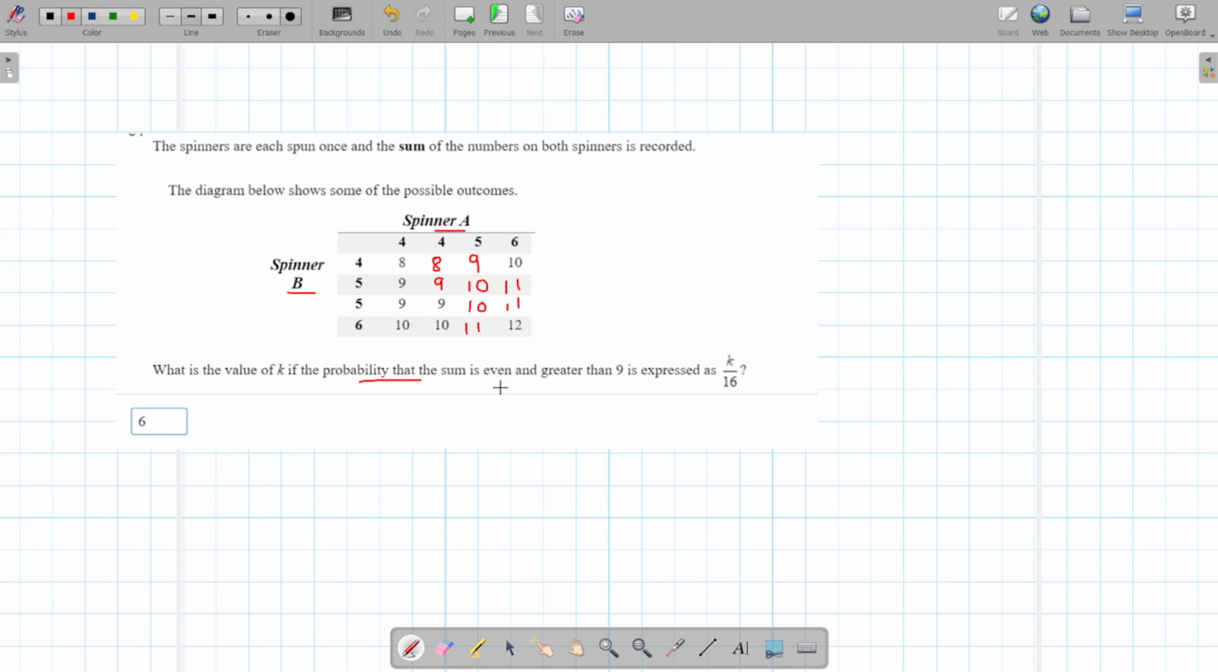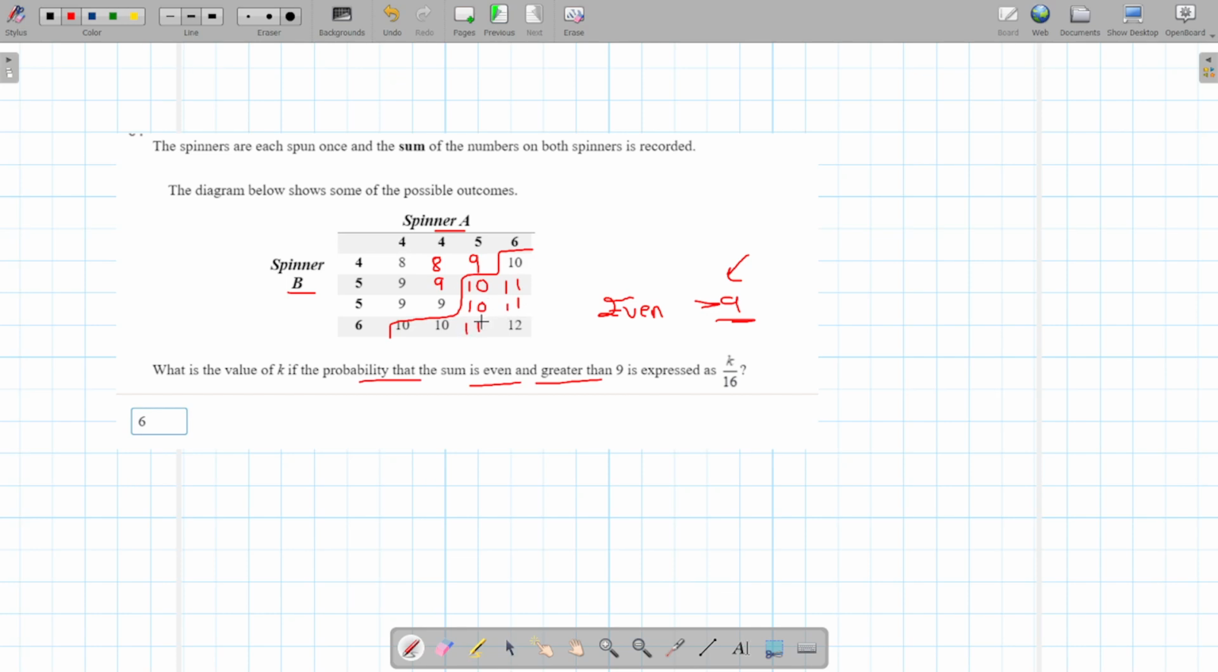What's the probability that it's even and greater than 9? Okay, we want them to be even and we want it to be greater than 9. So the first thing you should be looking for is the numbers that are greater than 9. If you look at even, you're going to be looking at all of them, but we need the ones that are greater than 9. The numbers greater than 9 are these. These are the sums that are greater than 9.